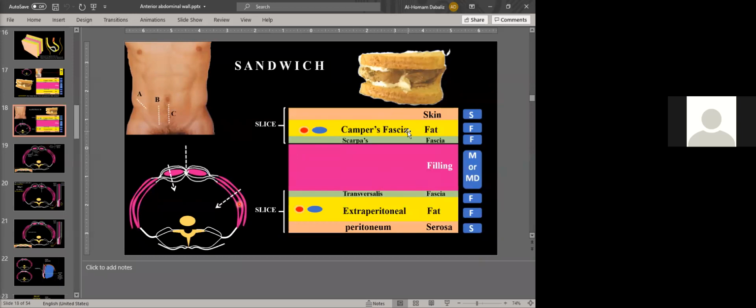Okay, so again, as you can see here, we have the skin, Camper's fascia, Scarpa's fascia, then our filling, whatever we are, then the transversalis fascia, extraperitoneal fat, and peritoneum, the parietal peritoneum. Okay. Both fat layers are the ones that usually have the vessels. Over here, you'll find the superficial vessels. Over here, you'll find the deeper vessels. Okay.